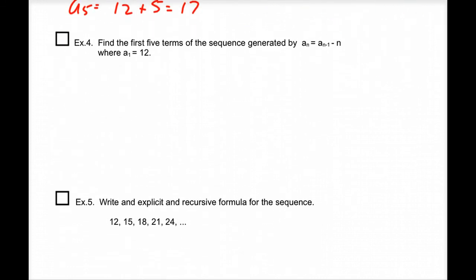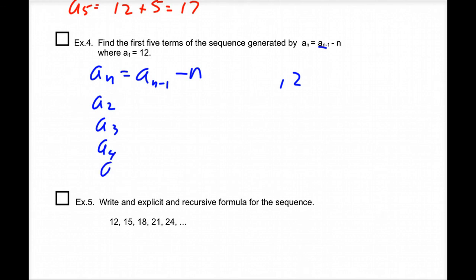Example 4. This one again is recursive because I see I have an a sub n minus 1, but it also has a minus n on it. So I've got a sub n equals a sub n minus 1 minus n. I'm going to find the first 5 terms. When I give you one, it's 12. And I need to start finding A2, A3, A4, A5. Well, to find A2, that would be my second number. It says use A sub n minus 1. That's 1 to the left. It's 12. And then I subtract n.